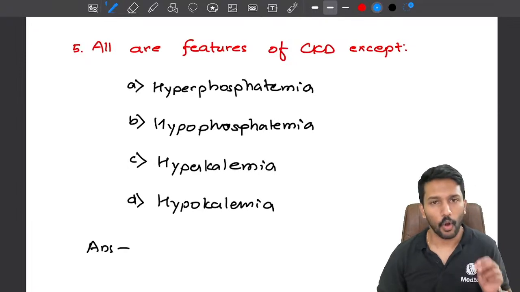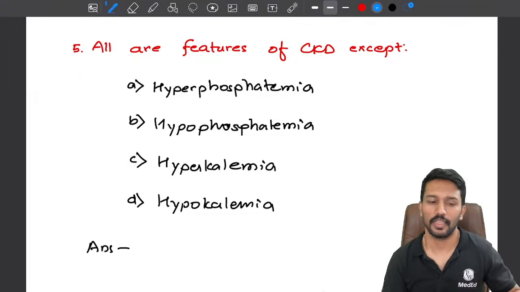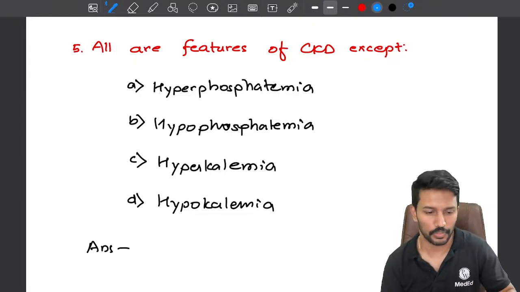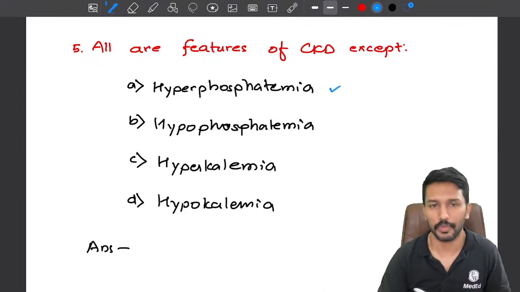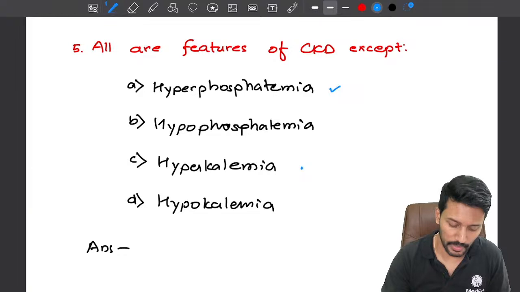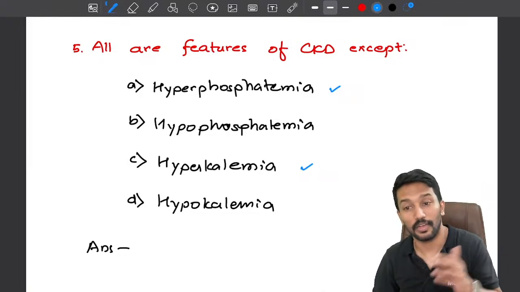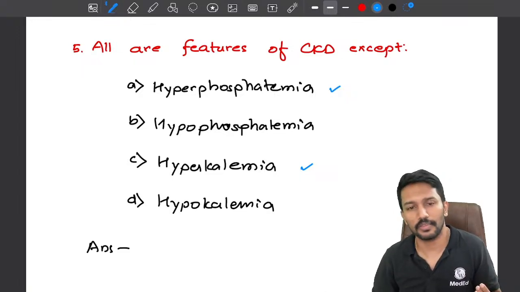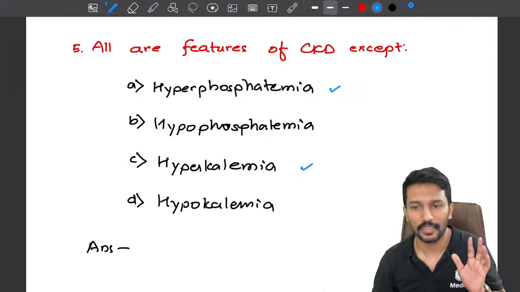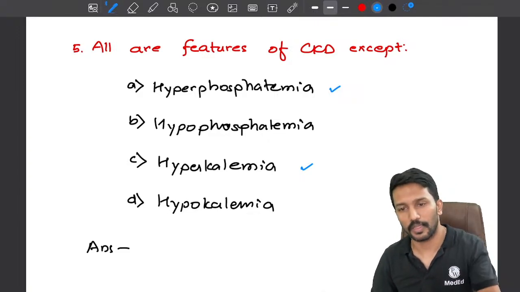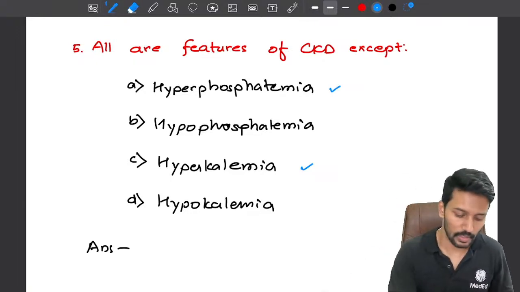Okay. Next, all are features of CKD except: hyperphosphatemia, hypophosphatemia, hyperkalemia, hypokalemia. I think I have given you the hints on this question also. Typically speaking, we know that hyperphosphatemia happens in patients with CKD. We also know that hyperkalemia happens in patients with CKD. But in some conditions, especially renal tubular injury, renal tubular acidosis type of conditions, in some cases you can have hypokalemia. But hypophosphatemia is never known to occur in patients with CKD, unless our treatment, like giving phosphate binders, causes it. But directly, CKD will never cause hypophosphatemia.